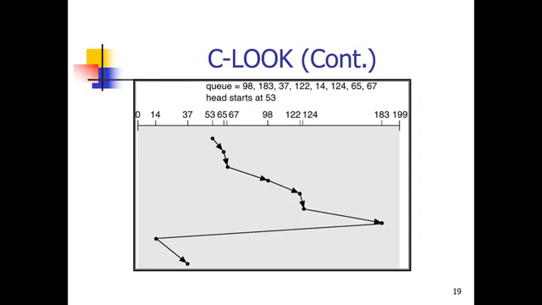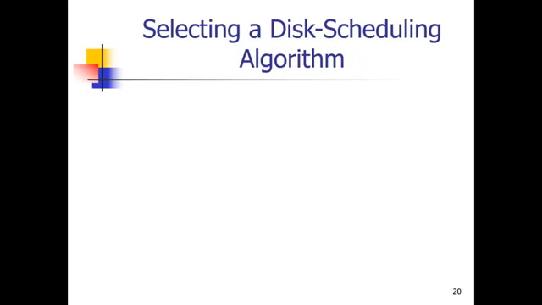So 183 to 14 and then 14 to 37, that's it. Again just calculate the differences, and after getting the differences, sum them and we'll get the answer. So this is all about the algorithm, how the algorithm works, right? So which algorithm performs better in what situations, which algorithm we will use.